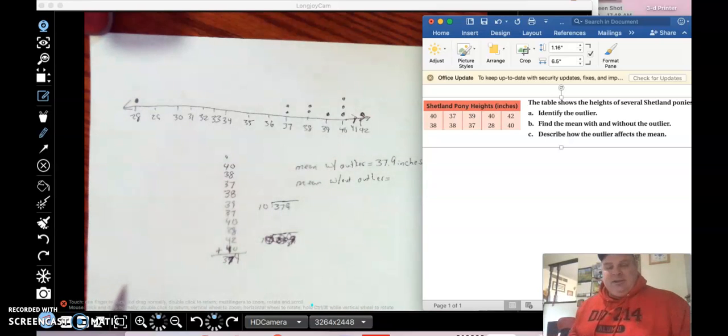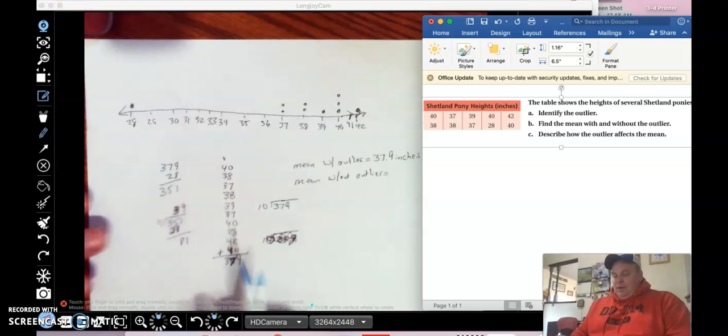And what that means is you have to do the same thing you just did, but let's not add that 28 in there, okay? And then we're not going to divide by 10 anymore. We have to divide by 9 because we are using only 9 numbers, since we're getting rid of that outlier. So go ahead and do that.